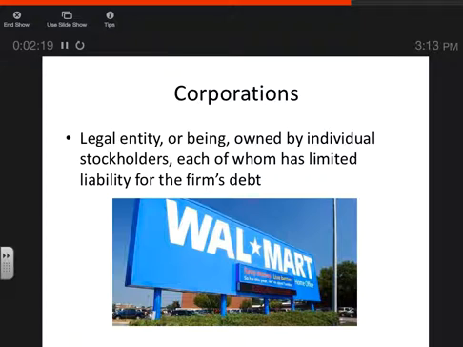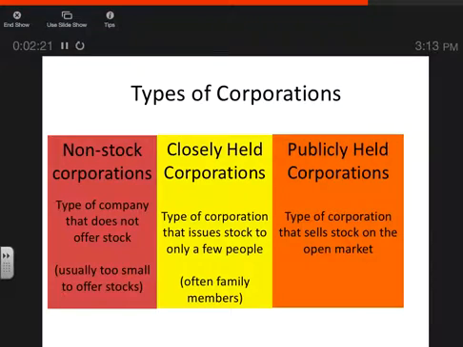So let's talk about some different types of corporations. First, we have a non-stock corporation, a type of company that doesn't offer any stock. Generally, this would be a very small corporation. Believe it or not, my company, Food Truck, is a corporation, and we'll get to how that is possible. We don't have stock options. We can't afford right now to have multiple owners of our business, so we're not there yet.